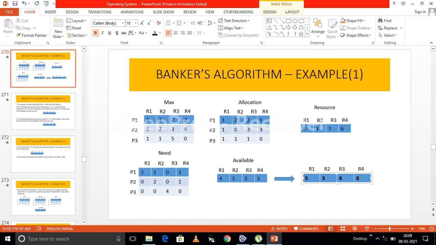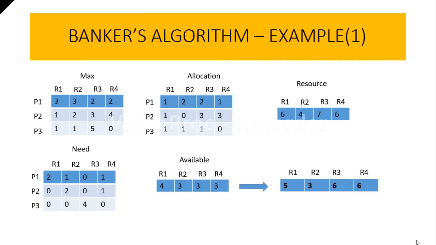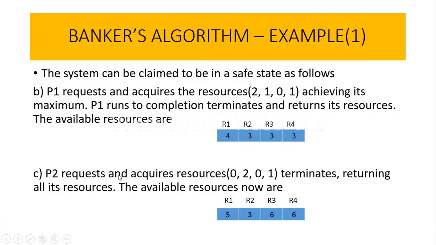This is what I have written here. Once P2 has acquired the resources and terminated, releasing all its resources, we are left with the availability of 5 instances of R1, 3 instances of R2, 6 instances of R3 and 6 instances of R4.